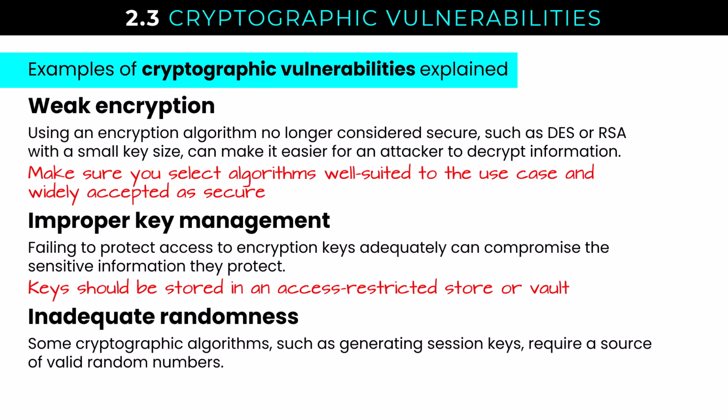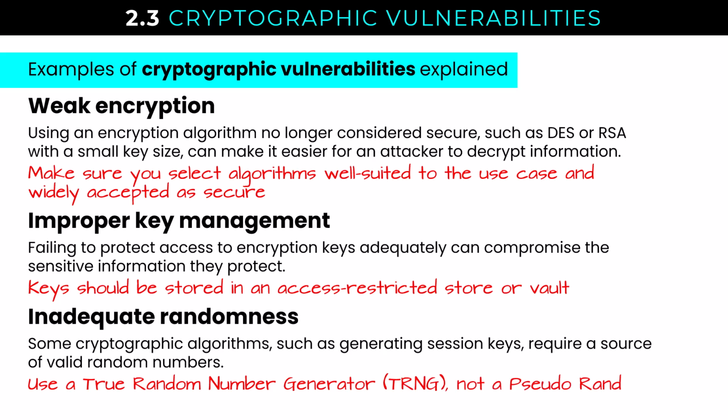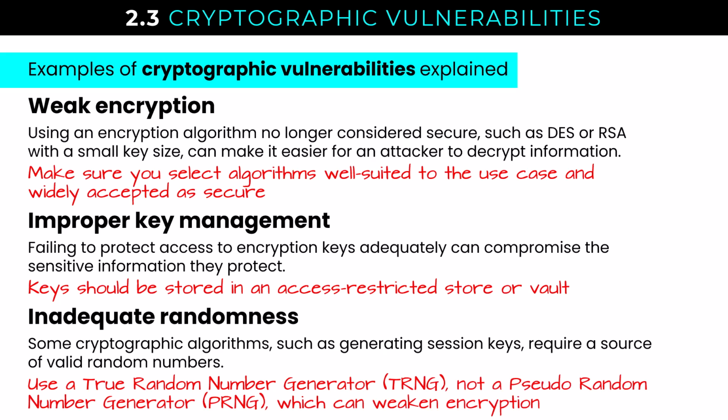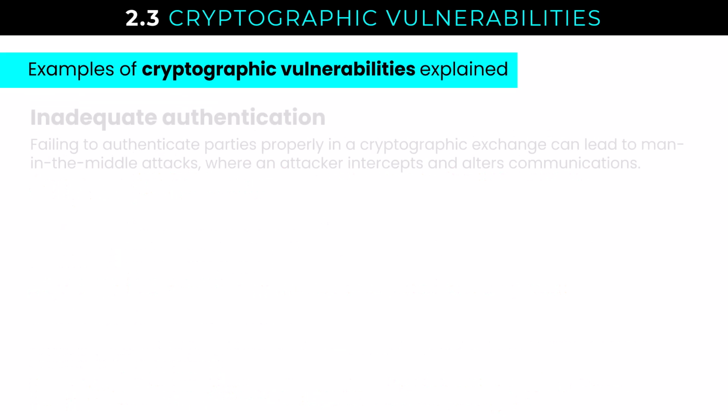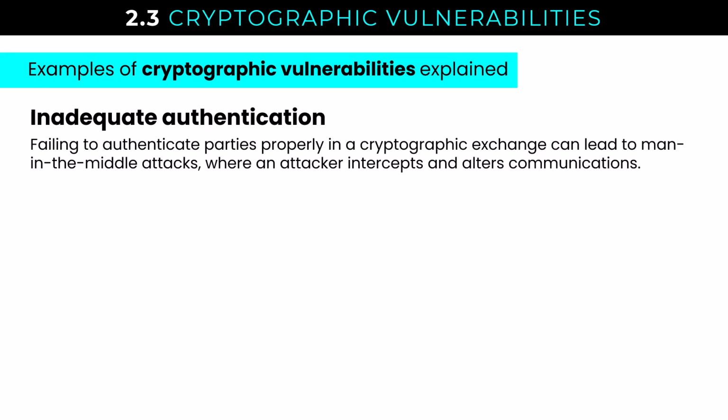And all of cryptography relies on randomness, on entropy. So in a situation where we need to provide source random values, we'd want to use a true random number generator, not a pseudo-random number generator, which can weaken our encryption. We're minimizing predictability. Next, we have inadequate authentication.